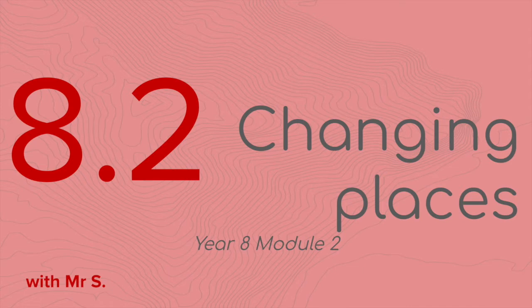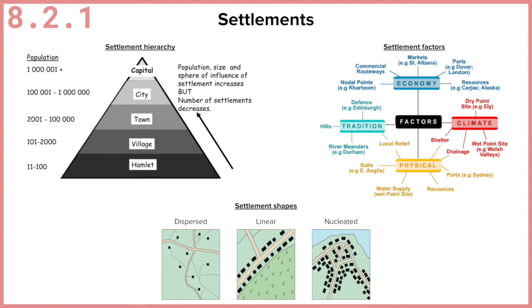The Changing Places module looks at where people live. We're interested in why settlements have built up where they have and how and why they're changing over time. As always, we have 5 elements to look at, so let's start with settlements. We have 3 elements we're going to look at in this settlements point. We're going to look at what the settlement hierarchy is, what settlement factors are, and what settlement shapes are. Let's start off with the hierarchy.